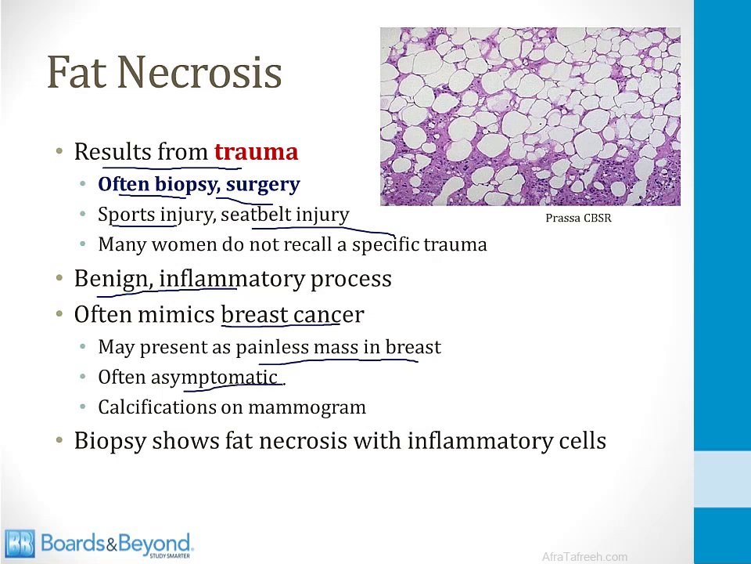It's often asymptomatic, and it can sometimes lead to calcifications on mammogram. And remember, this often follows a breast biopsy or breast surgery, so this may be a woman who's already had a breast cancer and is very worried about recurrence and now develops a new mass. She'll obviously be very frightened, but the good news is that fat necrosis is not a malignant condition. When a biopsy is performed, what you see is fat cells with evidence of inflammatory cells surrounding it, like what's shown in this picture at the top of the screen here.